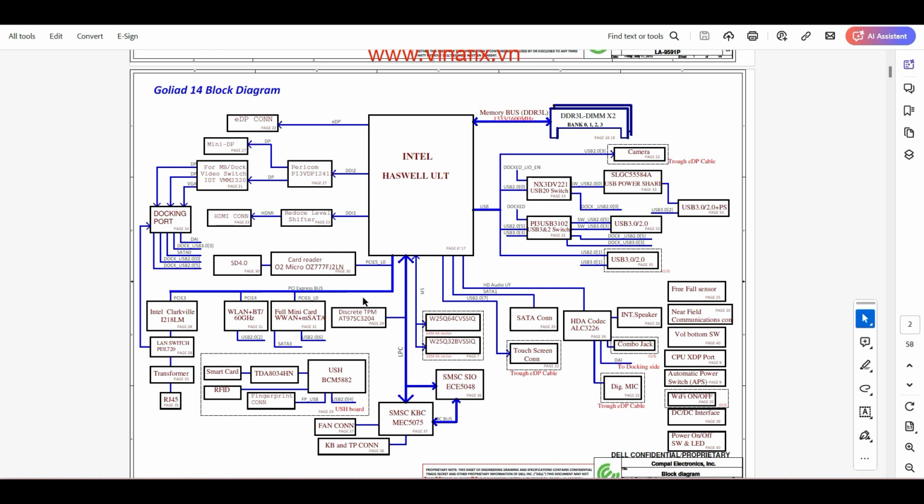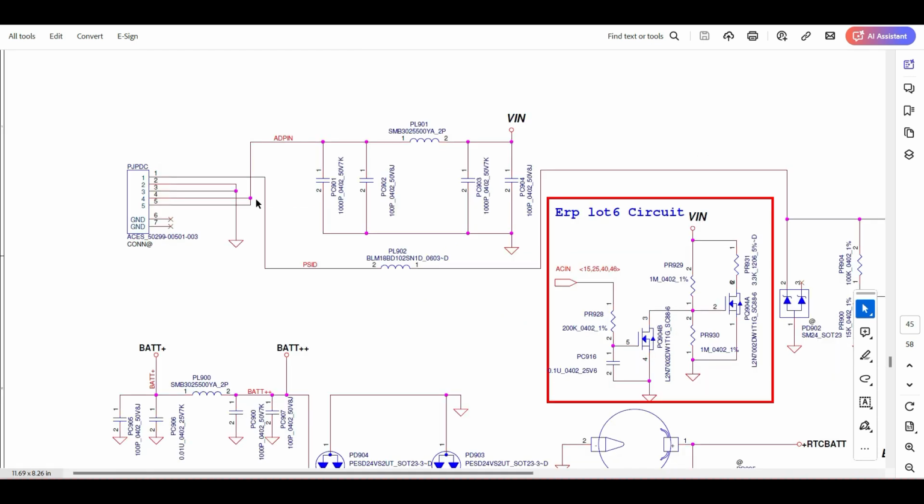So because of that, multiple productions will be there, and multiple ICs also you are able to see. Let us check the DC in and battery section in Inspiron and Latitude series. In Inspiron, I already explained multiple times: pin number 1 is PSID, 2 and 3 are ground, and 4 and 5 are the V in section.